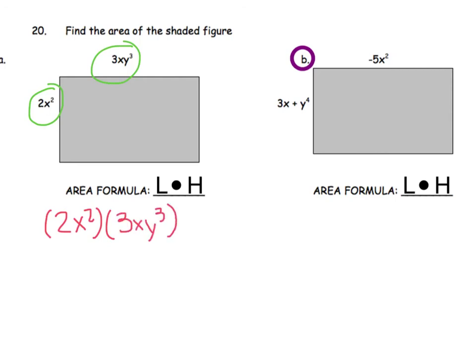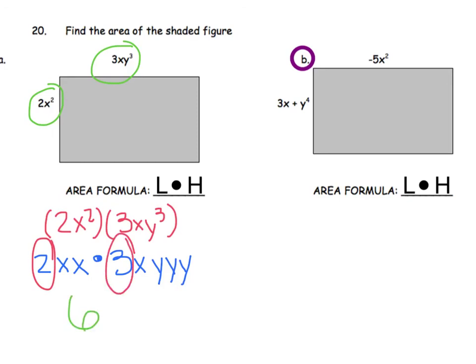All right, well, let me expand. 2x squared is x times x, times 3xy cubed, 1, 2, 3 y's. Circle my coefficients. So 2 times 3 gives us a total of 6. How many x's do you see? 2 plus 1 gives me 3 x's, and there's only 3 y's. So therefore, that is the area for that shaded region.